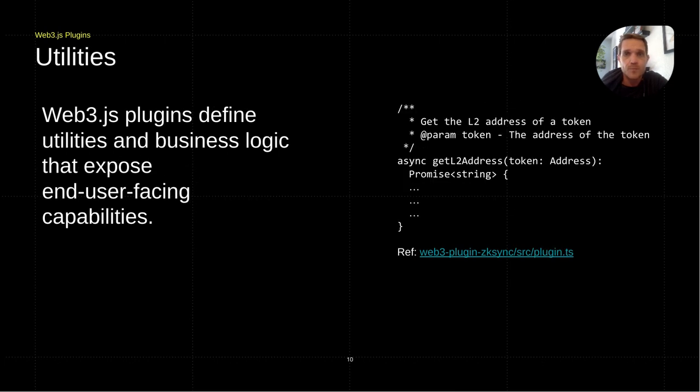And finally, we wrap this all up in what I'm calling utilities. These are the final end user facing capabilities that your users may want to make use of. So here for ZK Sync, you can see that we're getting the L2 address of a token. This is a really important capability for ZK Sync, but you can do other things like, maybe using some sort of special cryptographic scheme for signing a message or something like that. Any business logic you want to wrap up really can be exposed as a Web3.js plugin.